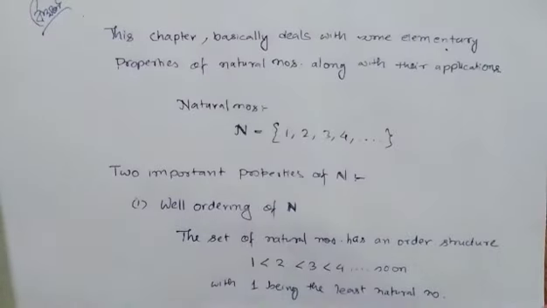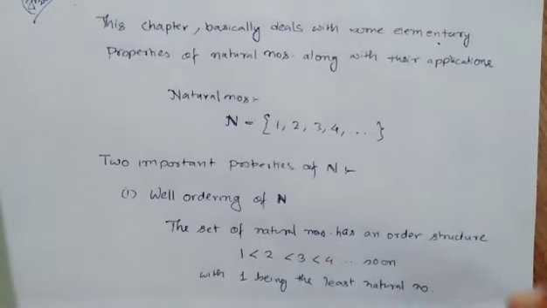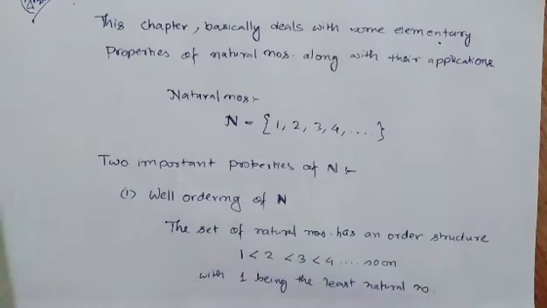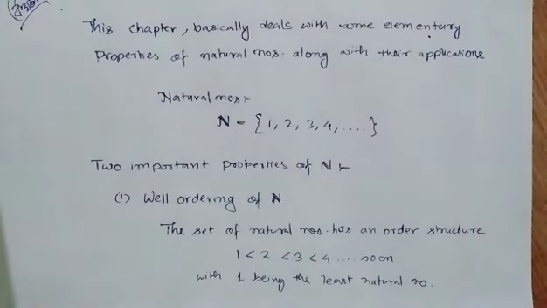Next, we will discuss two important properties of natural numbers. The first one is the well-ordering property of natural numbers. So what is the well-ordering property? When we talk about the set of natural numbers, the collection of natural numbers, we will always start from 1. We will always begin from 1.